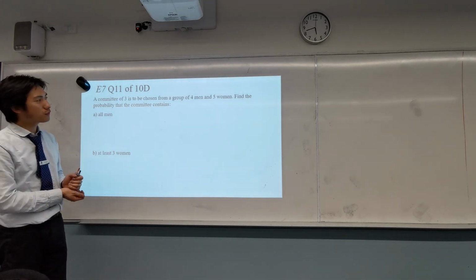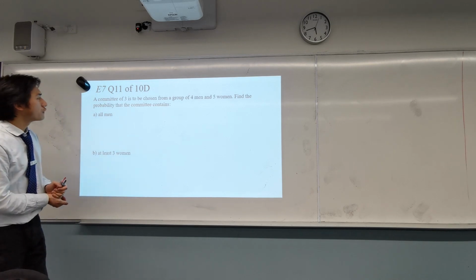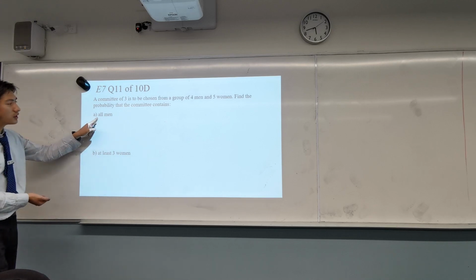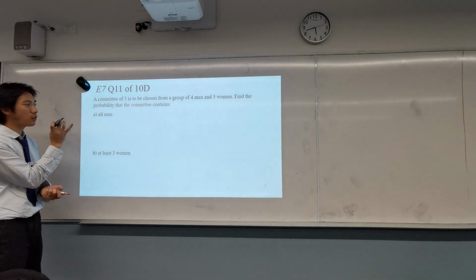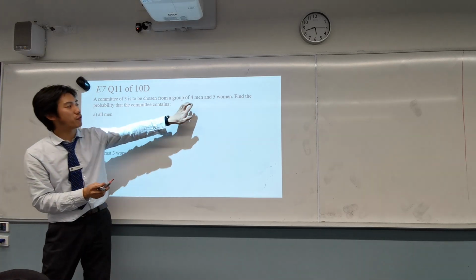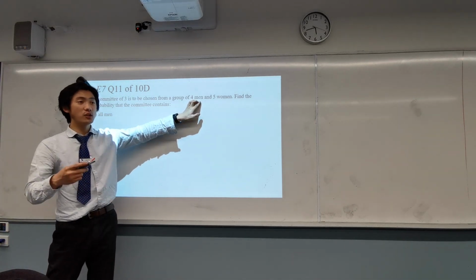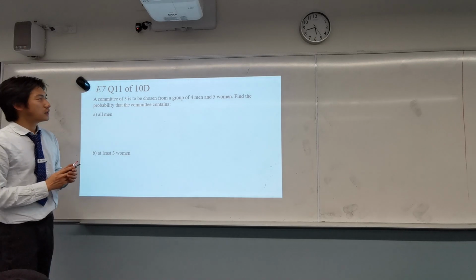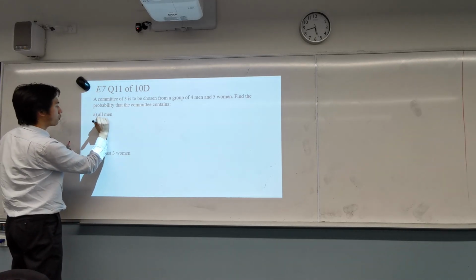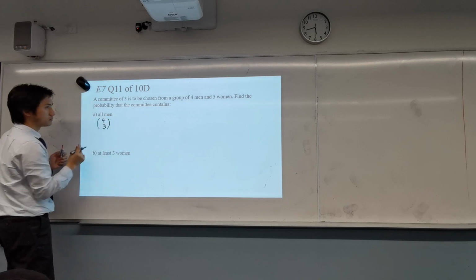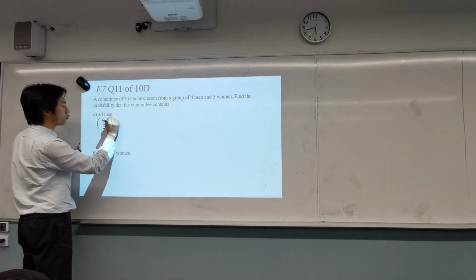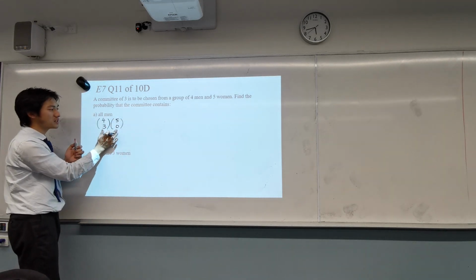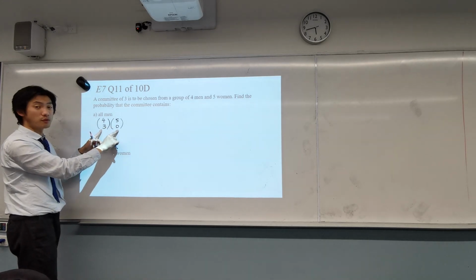A committee of 3 is to be chosen from a group of 4 men and 5 women. Find the probability that the committee contains all men. Let's think. We're choosing 3, and they can only come from the group of men. So we can use counting methods to figure out the number of outcomes in that event. Choosing 3 from 4 men implies that from the 5 women, we don't choose anyone. I know that's equal to 1, but I placed them next to each other, so I've accounted for all the different possible combinations.